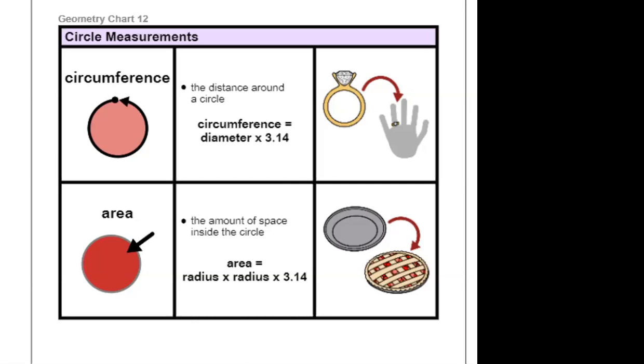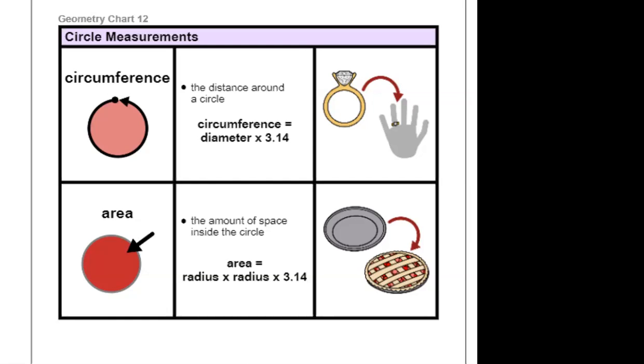So the first measurement is circumference. Circumference is the distance around the circle. The distance around where? The circle. That was perfect. Hit your buzzer. All right, so circumference is the distance around the circle. You multiply the diameter by 3.14. And then area is the amount of space inside the circle.